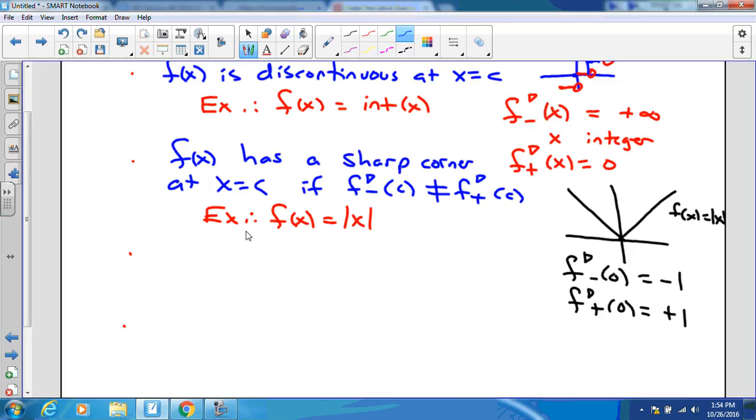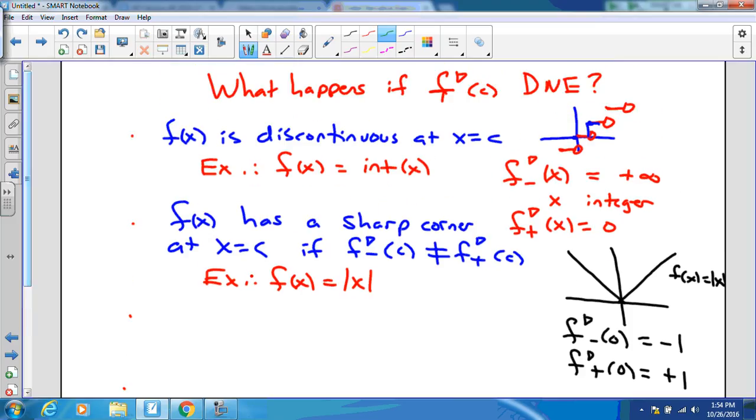So this is the first type of non-differentiability where f is continuous. If we were to summarize, we would call this first type up here a discontinuity. We would call this type a corner.